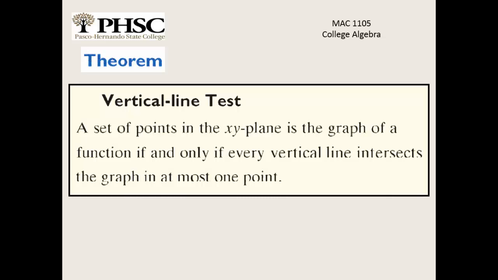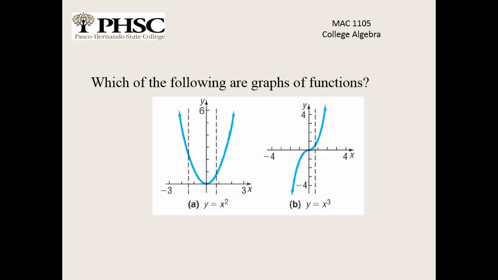So the first thing is we're going to talk about the vertical line test. And the vertical line test essentially says that a set of points in the x and y plane is the graph of a function if and only if every vertical line intersects the graph in at most one point. And I talked about this in class a couple of weeks ago.